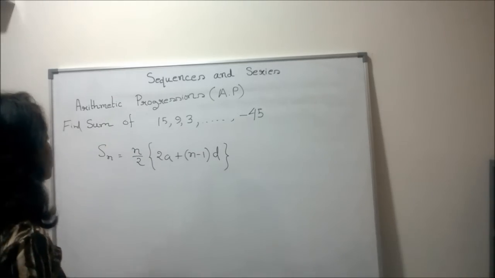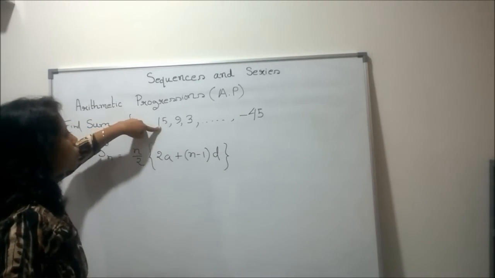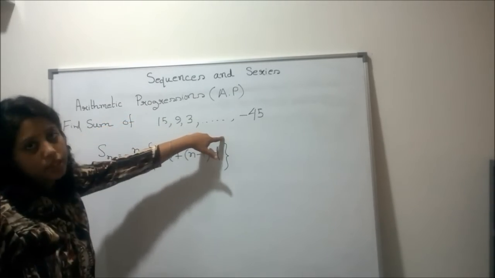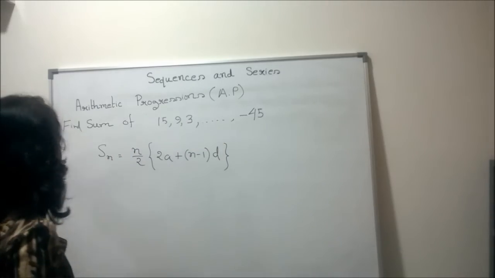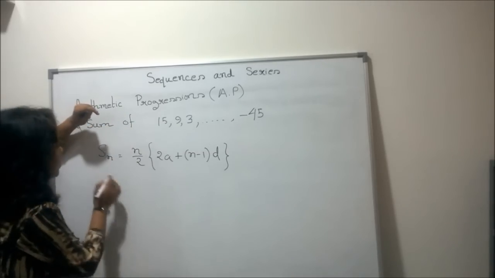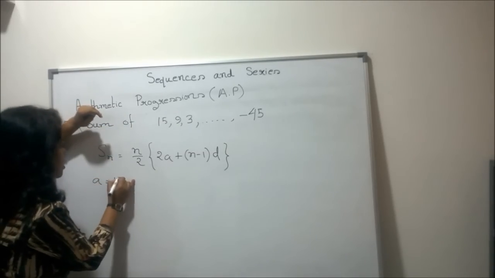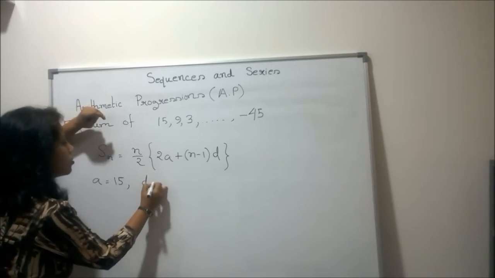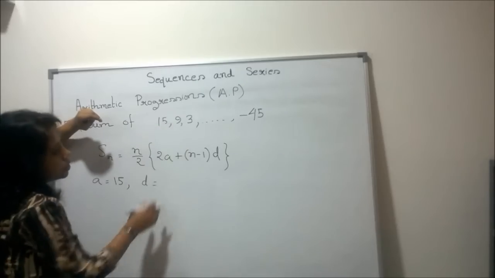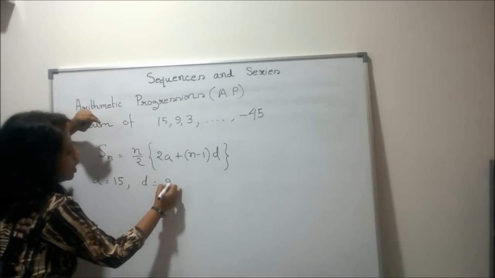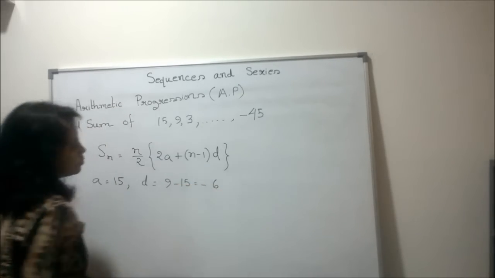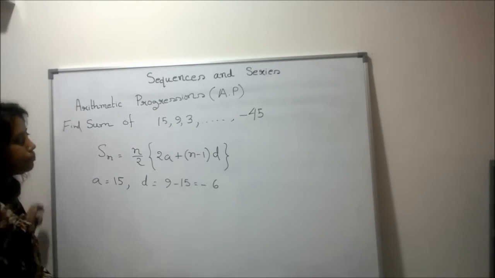Now here you see that we know the first term, but we don't know the common difference, and we don't know how many terms there are. So to solve these two things we have to find them first. So first, a is 50, and d, how could we get d? Just take the subtraction between two terms. So that is 9 minus 15. So this is minus 6. So d is minus 6.